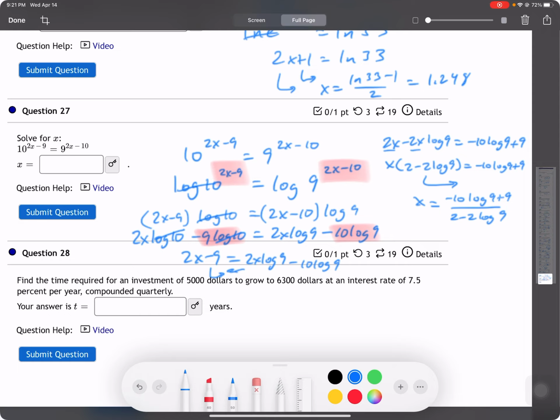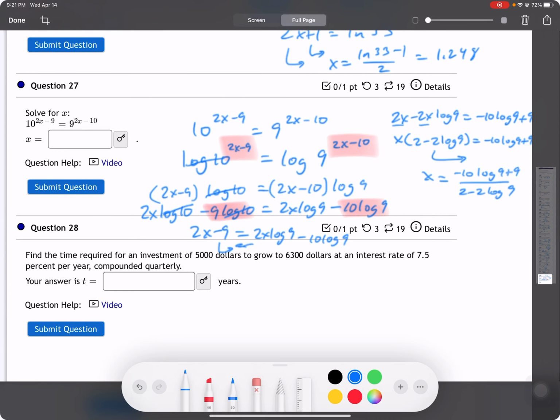Okay, and that's using all our skills from logs. And that's just some calculator decimal answer.